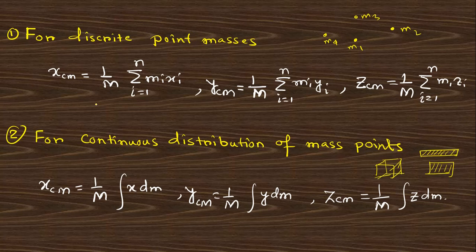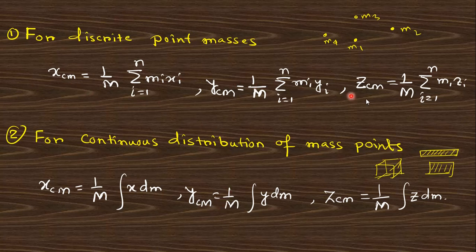Okay. For discrete you take the summation, and for continuous you take the integration. This is the basic difference between discrete and continuous. For discrete points you need to take the summation, and for continuous you need to take the integration, right? So you can get the center of mass position.